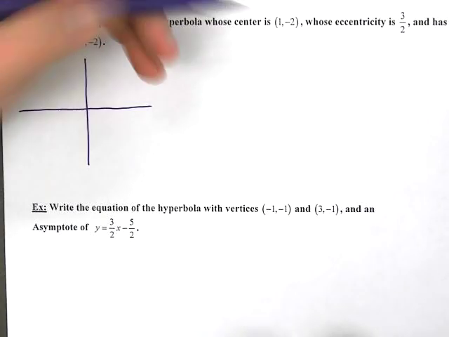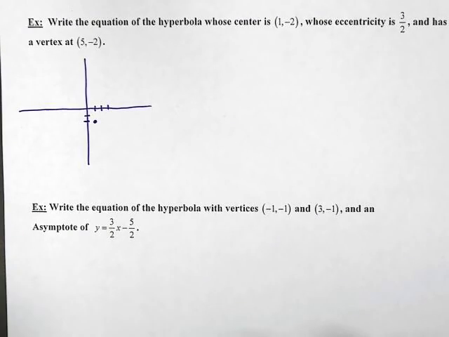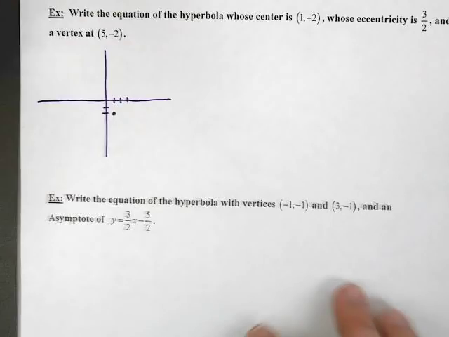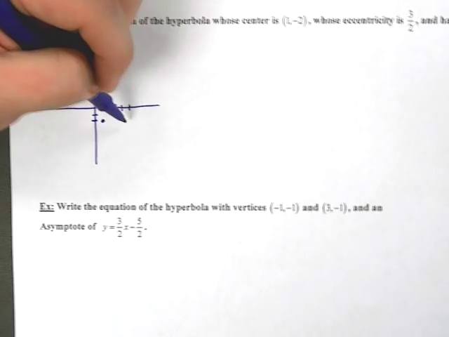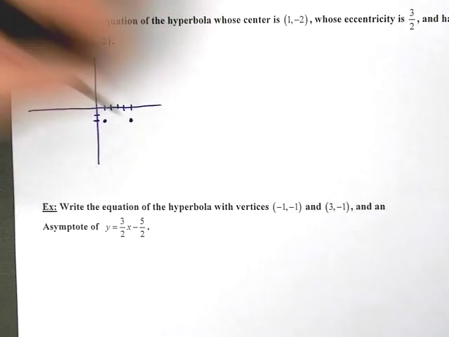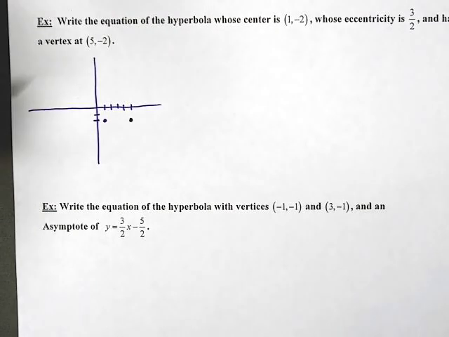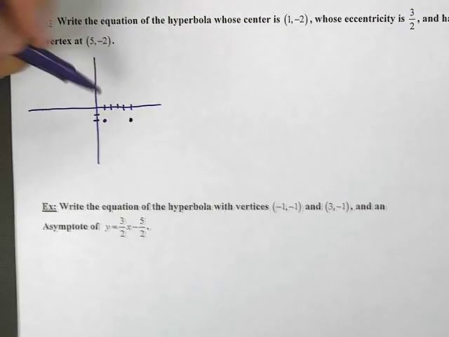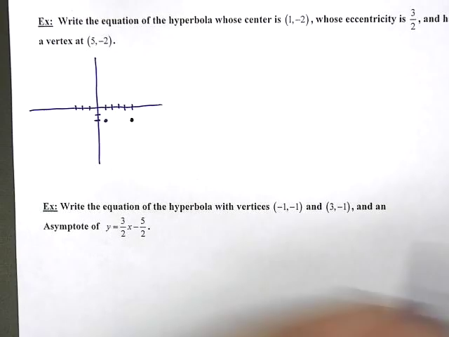Alright, the center is at 1, negative 2. So somewhere like right there is our center. We have a vertex at 5, negative 2. That's a big deal. So 1, 2, 3, 4, 5. So now I know that I have a vertex. Actually, I'm going to go black. Sorry, black. And that was how far? 4 units away to the right, which means we then need to go 4 units to the left for our other vertex. 1, 2, 3, 4.